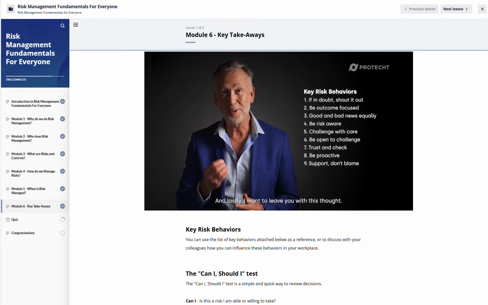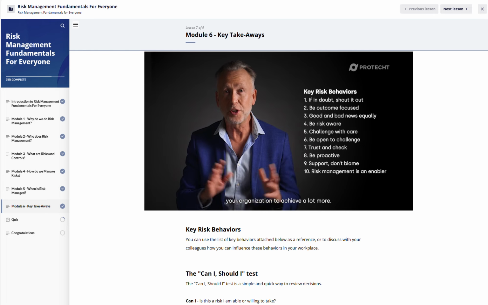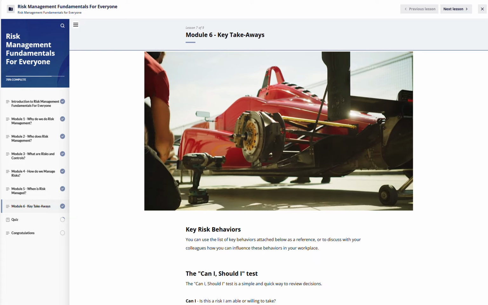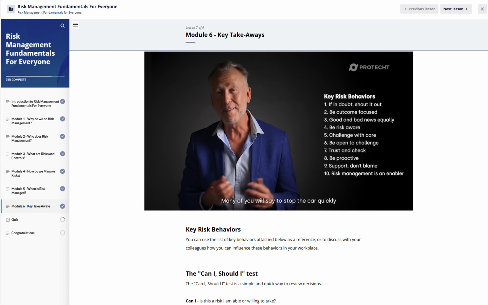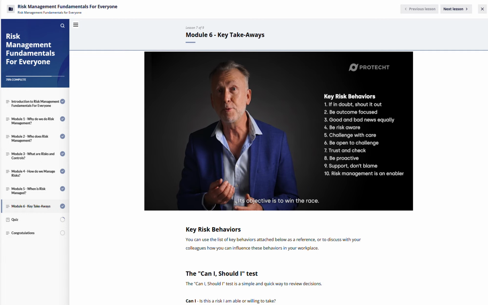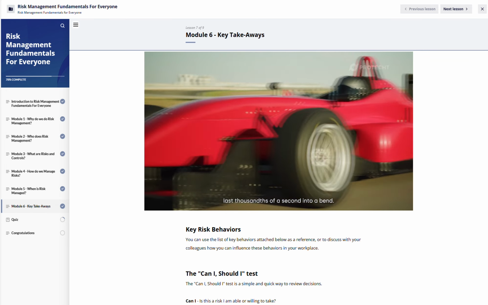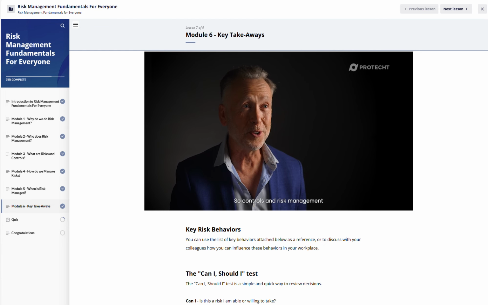And lastly, I want to leave you with this thought. Great risk management enables your organisation to achieve a lot more. If you think about the brakes you have on a Formula One race car, they are a control. What is the purpose of those very expensive brakes? Many of you will say to stop the car quickly, to protect the driver. But the real number 1 objective is to enable the car to go faster. Its objective is to win the race. And those brakes enable it to brake at the very last thousandths of a second into a bend, so it can be the fastest car around that track. So controls and risk management enable us to go faster safely.